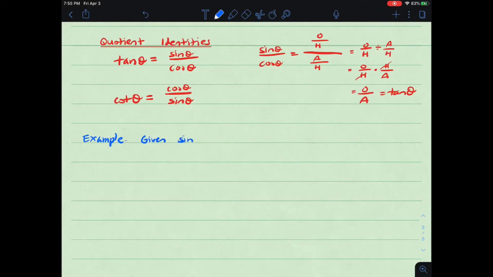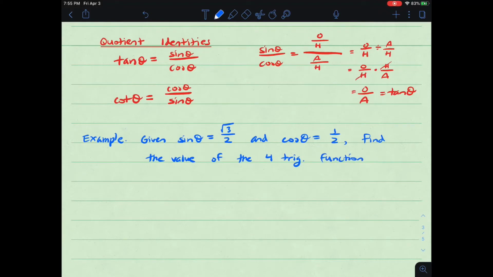Here they're going to give us some information. Sine theta is root 3 over 2. Cosine of theta is 1/2. And what we're going to do is find the value of the remaining four trig functions of theta. So given sine theta and cosine theta, can we find the other four?